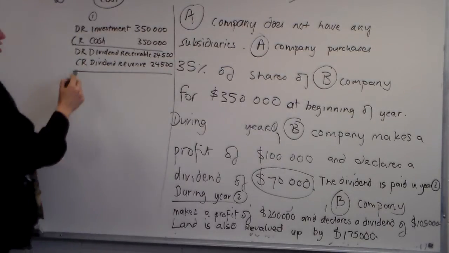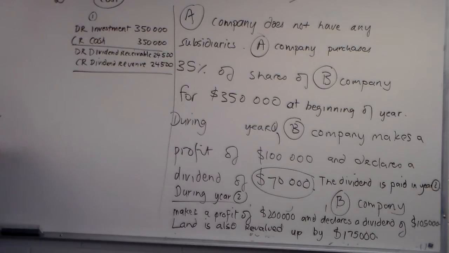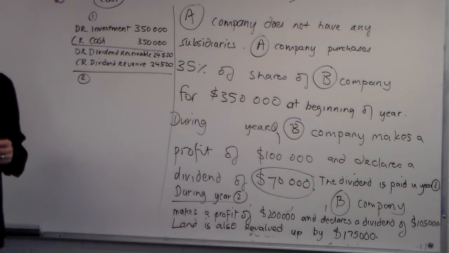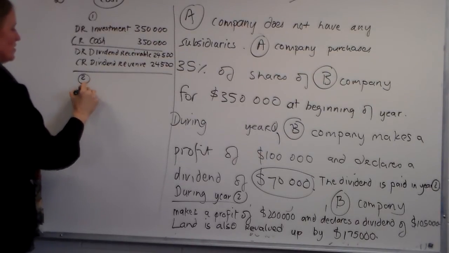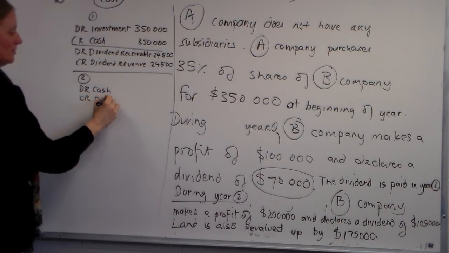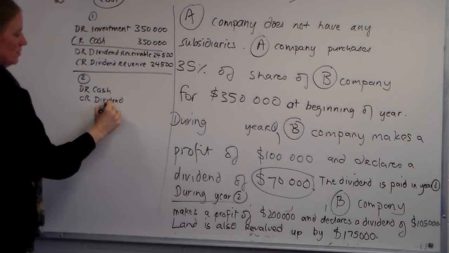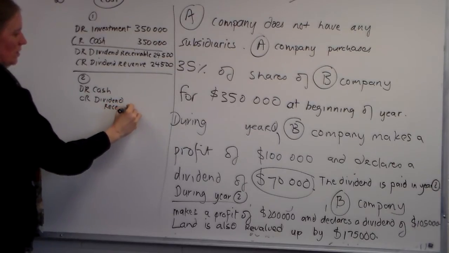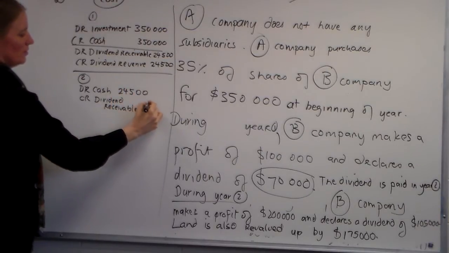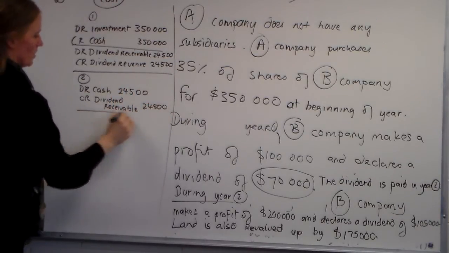Okay, so that's year one. Anything else that we need to do in year one? No. Okay, so we go to year two. What's the journal entry? Anything required in year two? Profit for share. No cash. No, cash and dividend receivable. Okay, well, good. Debit cash, credit dividend receivable, and the amount is 24,500.